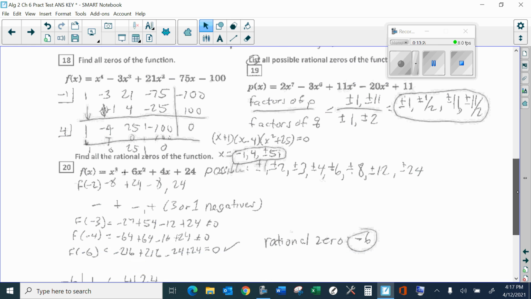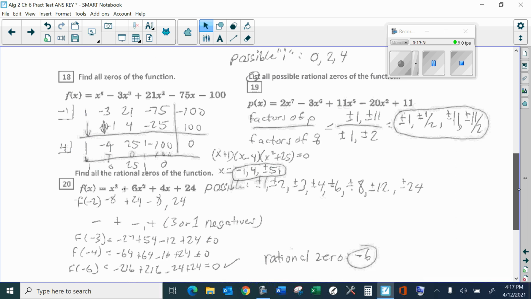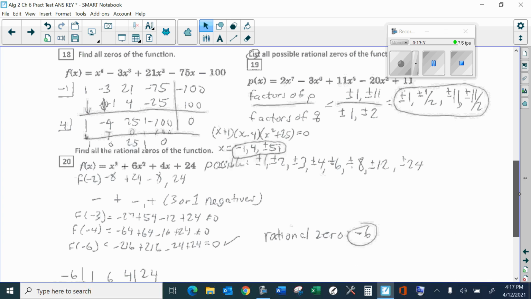Okay. Notice it does not say to solve it. You're not doing that. It's just the possibility is all you're listing. Find all the zeros. Now we actually have to find them.